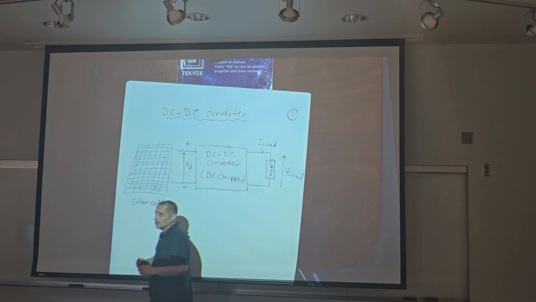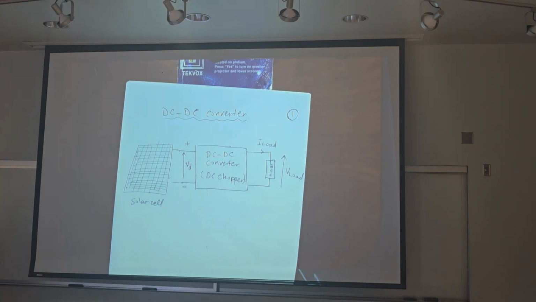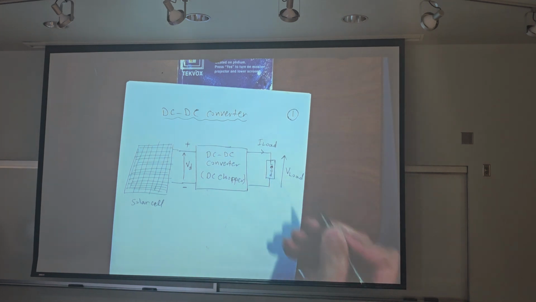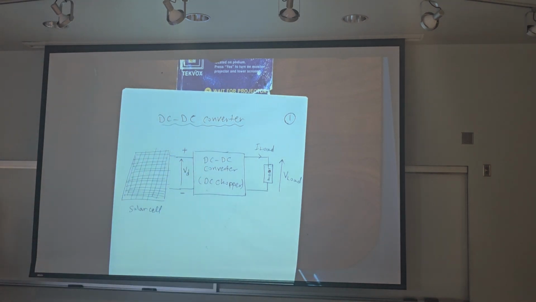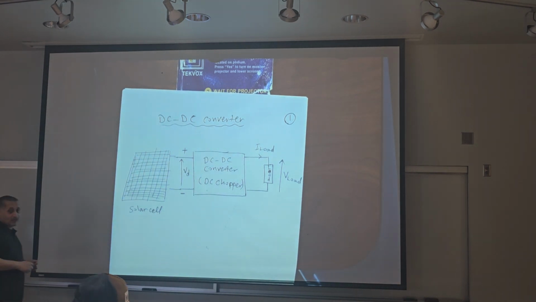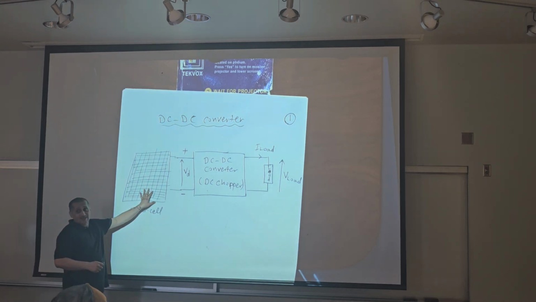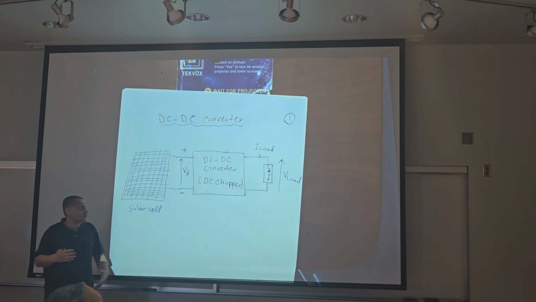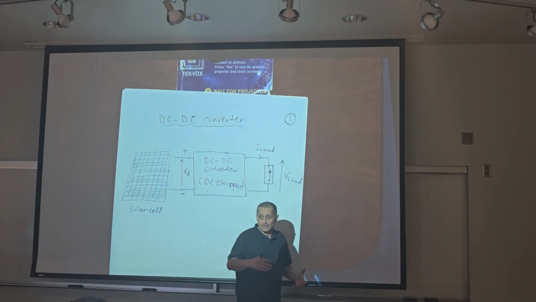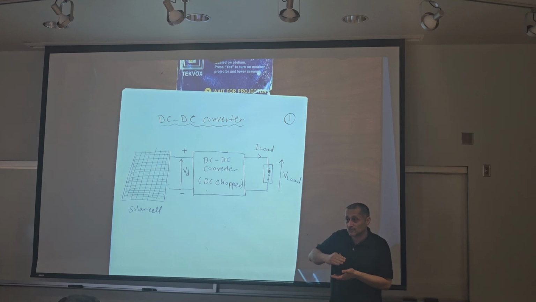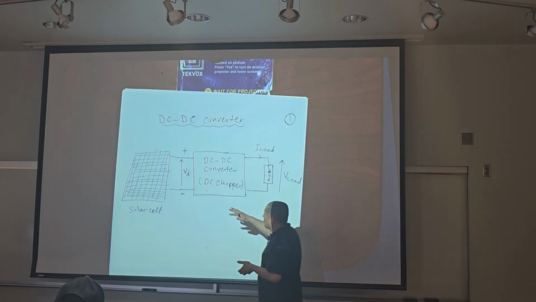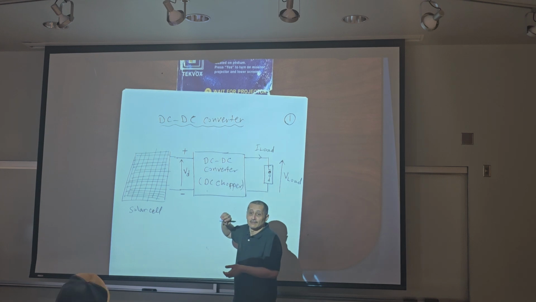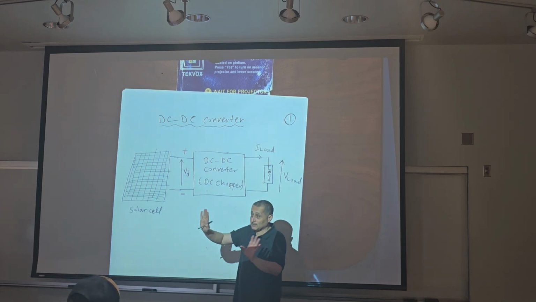Maybe the load needs 100 volts, DC 100. But we have a solar cell that generates 50 volts only. So we connect a DC to DC converter to step up the voltage. Okay, step up voltage from 50 to 100. Just a step up. This is the first circuit.